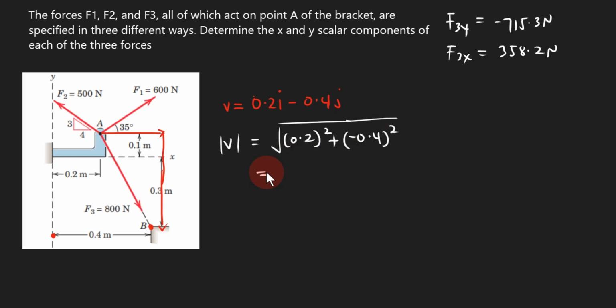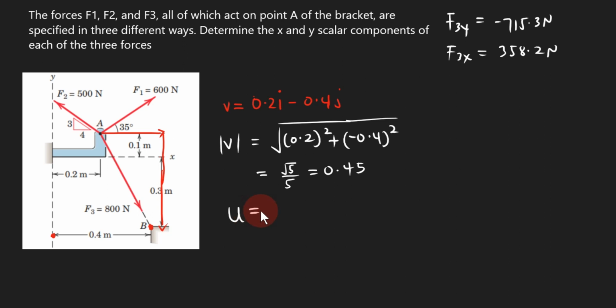So the square root of 0.2 squared plus minus 0.4 squared will give me a value of root 5 on 5. Okay, root 5 on 5. So let's write this here. Root 5 on 5. For this to be a little bit simpler, I'm going to write this in decimals. So I write this as 0.45.